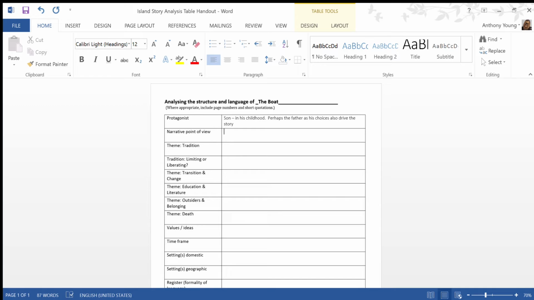Narrative point of view is the son, but I think it's worth making the distinction here that it's reflective as an adult looking back on formative moments. Okay, so looking back on those moments that shaped him and made him the person that he is today. Okay.